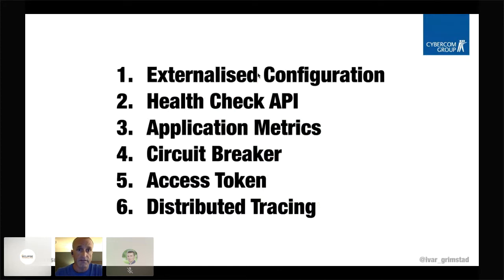And the patterns I'm covering here now are external configuration, the health check API, application metrics, circuit breaker, access token, and distributed tracing.